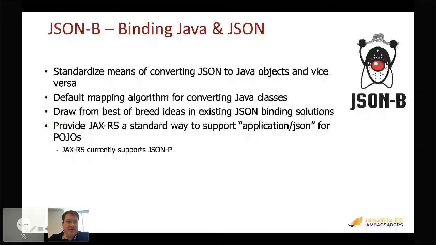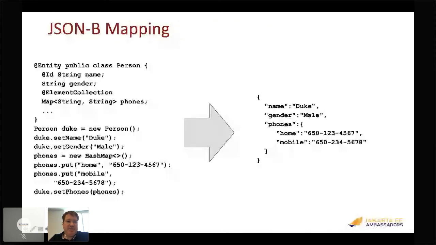JSON binding, one of the other new standards, allows bidirectional mapping between Java and JSON, making it easy to get data back and forth. It provides the default mapping algorithm for converting between Java classes, and provides a JAX-RS standard way to support application JSON for POJOs, etc. Going to the power of Jakarta EE, you can be a standard regular Java developer using JSON-B, which comes from Jakarta EE, to work with JSON data. And some JSON mapping example.